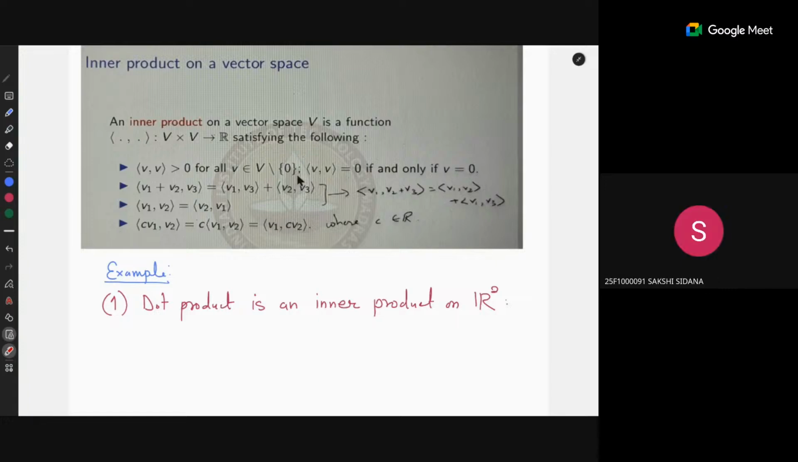Sir, in the condition v comma v greater than 0, there are two brackets. That's also a symbol. This is a function. So in the first condition, you take the first vector v here. The second vector is also v. This is how you're going to write it. Okay. Yes, sir.